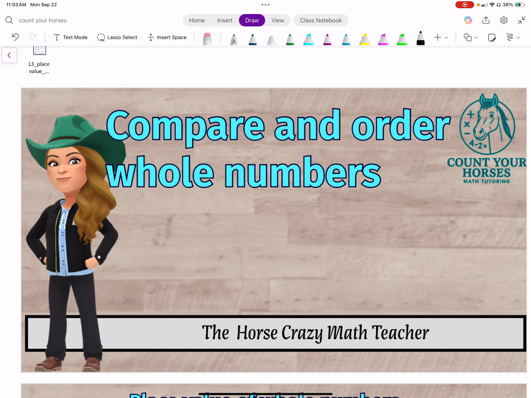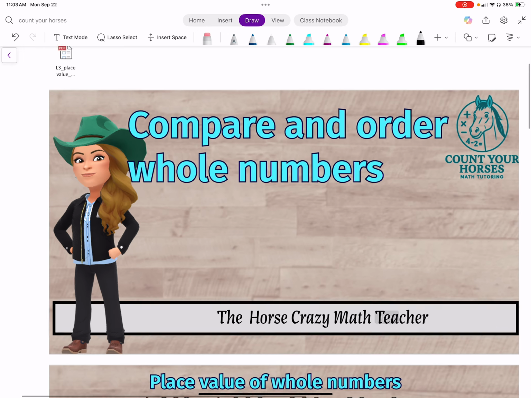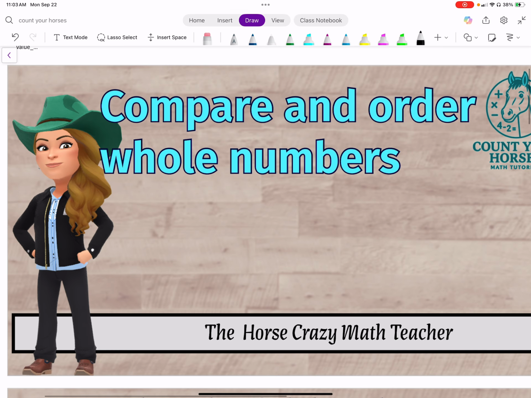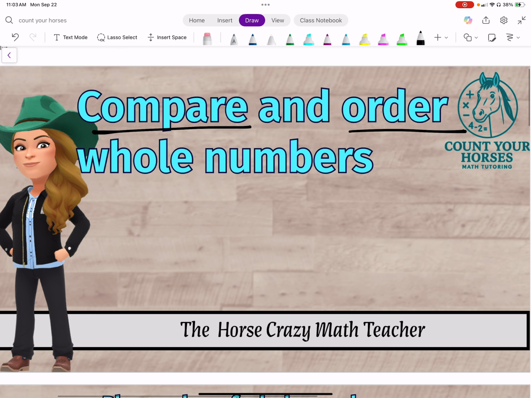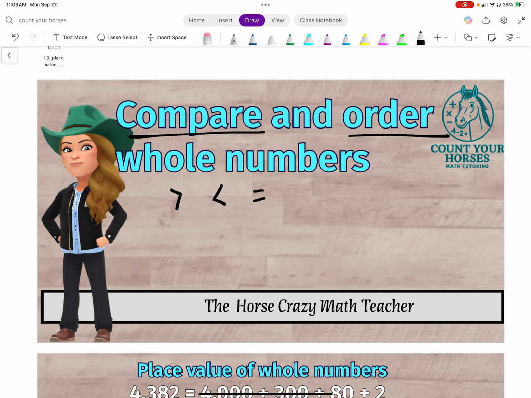Let's talk about comparing and ordering whole numbers and numbers to the tenths, hundredths place. So compare and order. Compare means we need to be able to understand what makes them different, right? Or what makes them the same. And then ordering them might be putting them in least to greatest or greatest to least. So just for a frame of reference, we're going to have a greater than, less than, or equals, as we talk about today.